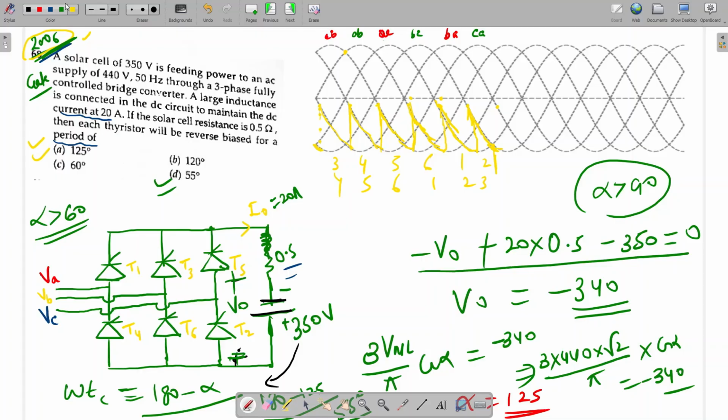Okay, see. Now we can draw the device voltage. So 6, 1 and 1, 2, what will happen? Here to here, it will be 0. 6, 1 and 1, 2, it will be 0. If 2, 3, what will be the voltage? So 3 is conducting. That will be VAB. So which one is VAB? This one, you know. This one.